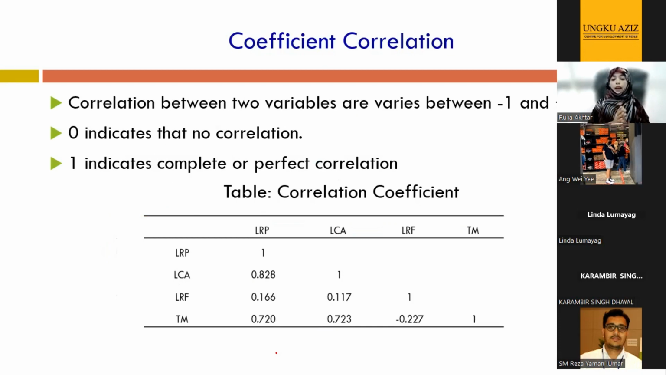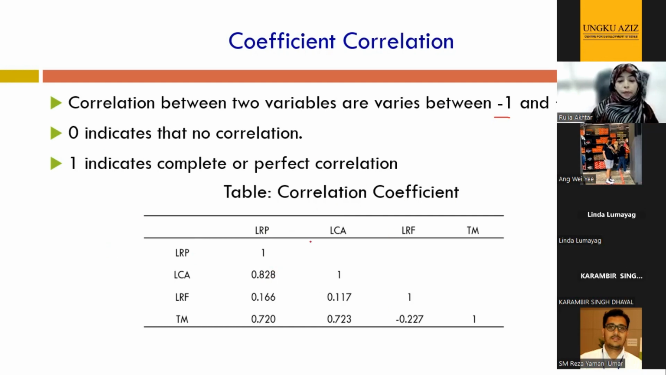Now, I have already mentioned this, it is repeated. The correlation between two variables is between -1 and +1. Here, 0 indicates there is no correlation, and 1 indicates perfect correlation. Here, actually it is not like this, because rice production with rice production should be 1. This is the same variable.